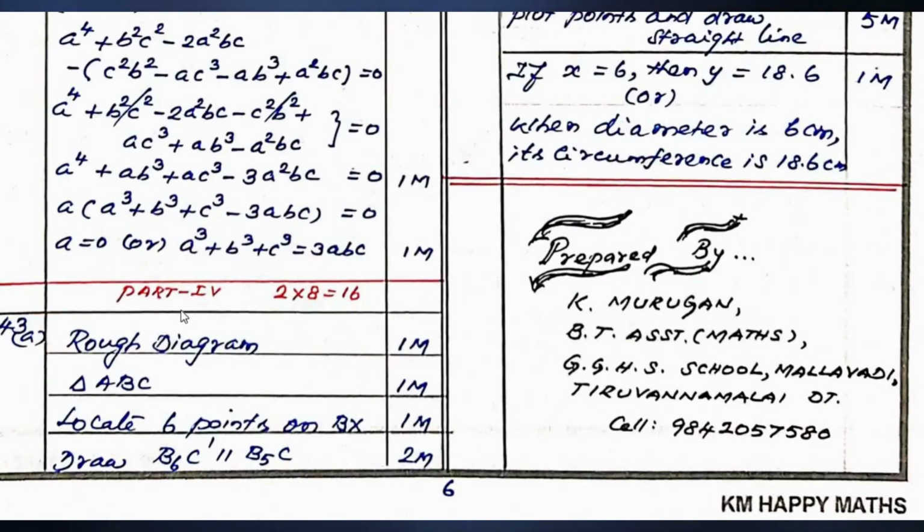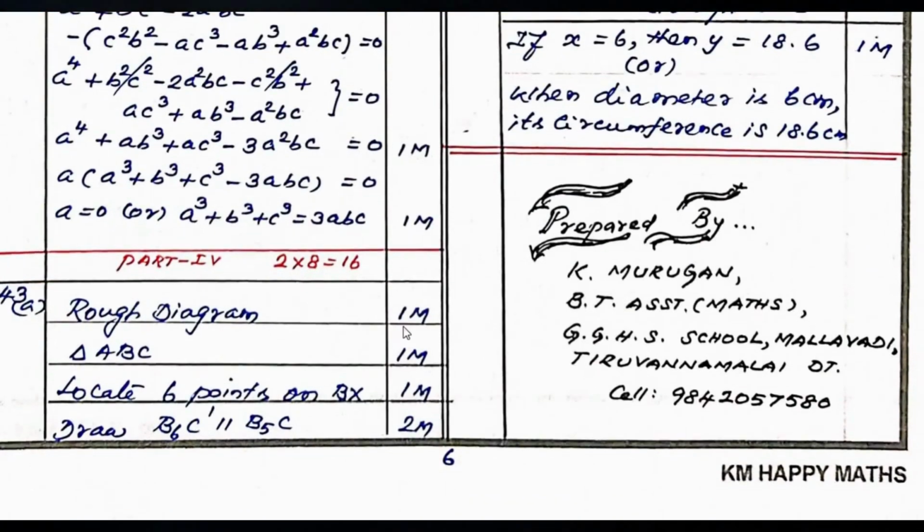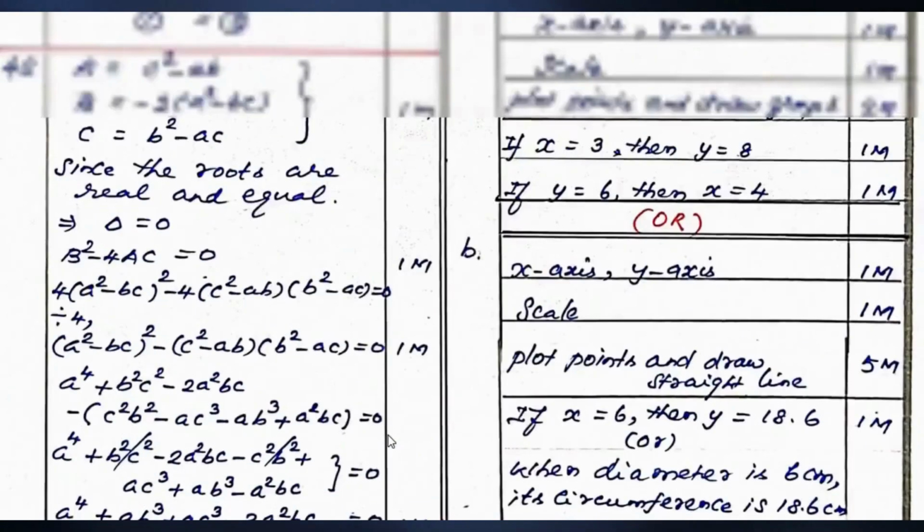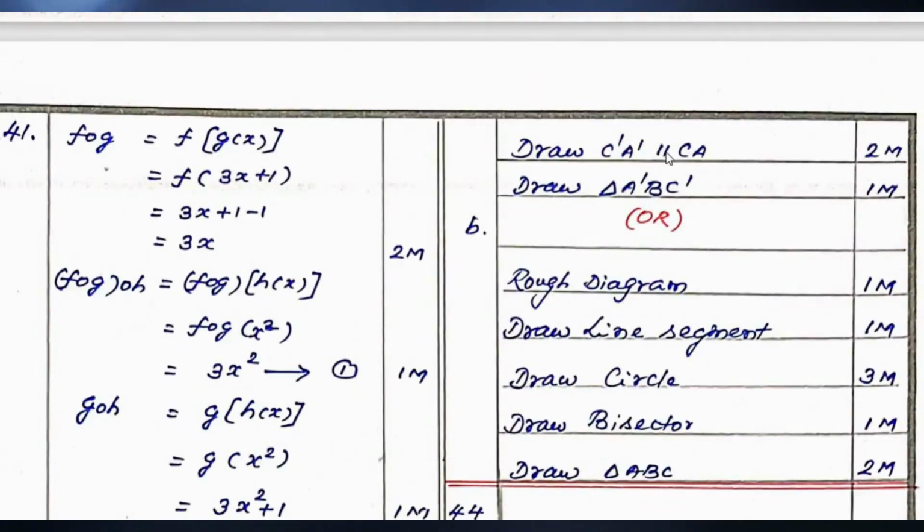Part 4, 8 mark questions, geometry and graph. 43a: rough diagram 1 mark. Construct a triangle ABC, 1 mark. Locate 6 points on BX, 1 mark. Draw B6C dash parallel to B5C, for this stage 2 marks. Draw C dash A dash parallel to CA, for this stage 2 marks. Draw triangle A dash B C dash, for this stage 1 mark.